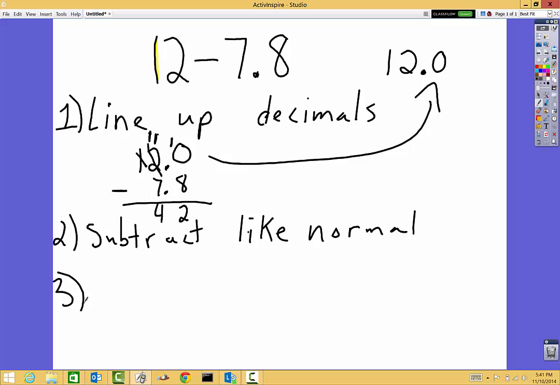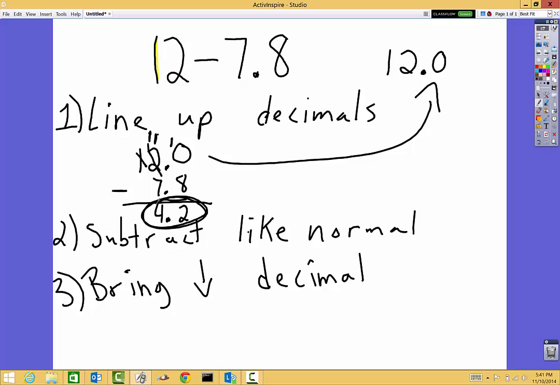Now step number 3 is what? I bring down that decimal. And voila, that decimal point, I just bring that straight down, so my final answer is 4.2. So what is different in this problem is if I don't have a decimal point, like in that 12, I just add a decimal point, and then I add a 0.